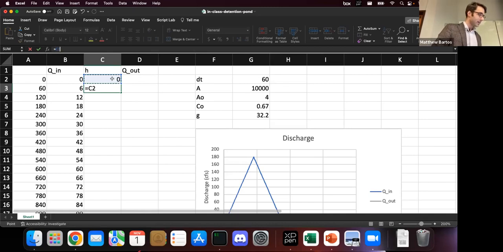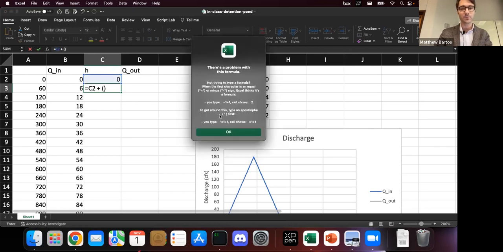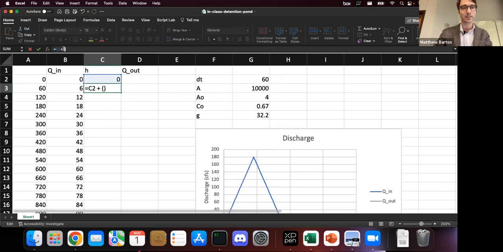Okay. And then we need to add the following term. We have dt divided by A. Oops, I can't click like that. So let me go and select dt. I'm going to make this an absolute cell reference.